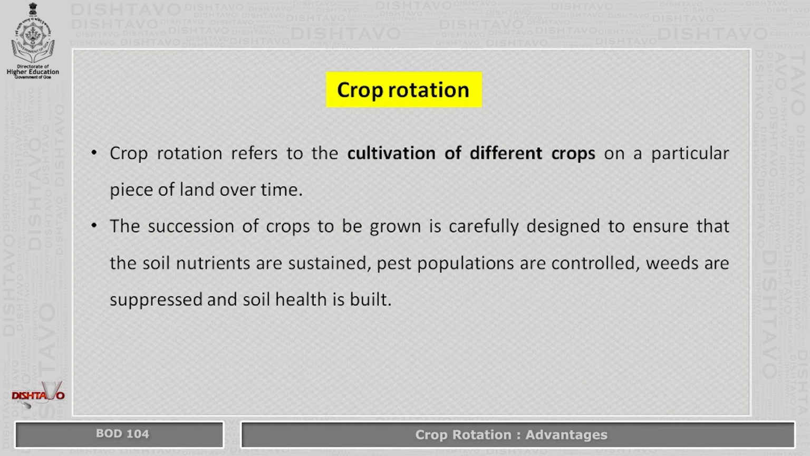Let us understand what is crop rotation. It refers to the cultivation of different crops on a particular piece of land over time. The succession of crops to be grown is carefully designed to ensure that the soil nutrients are sustained, pest populations are controlled, weeds are suppressed, and soil health is built. So you have to have a piece of land in which you are going to add different nutrients by rotating different kinds of crops so that the fertility of the soil gets enhanced.